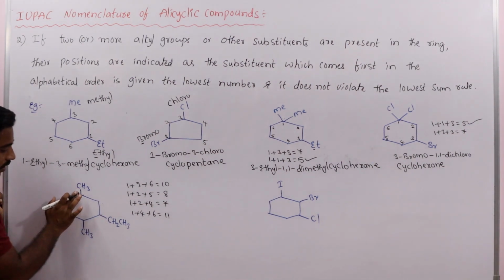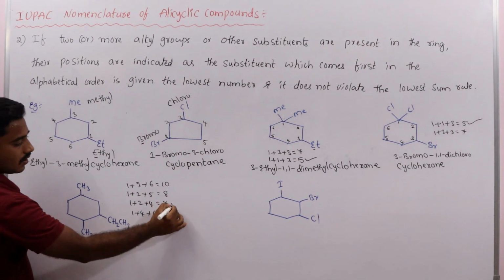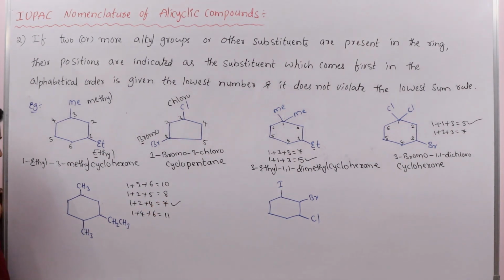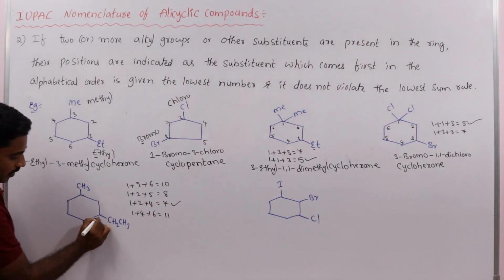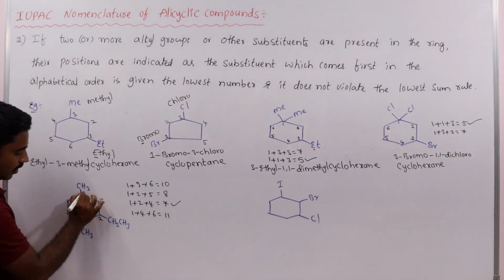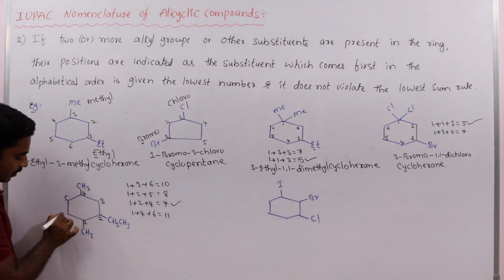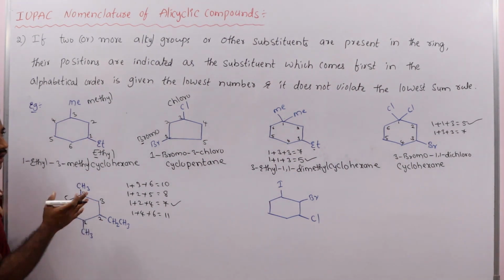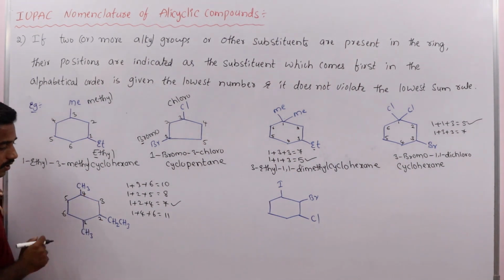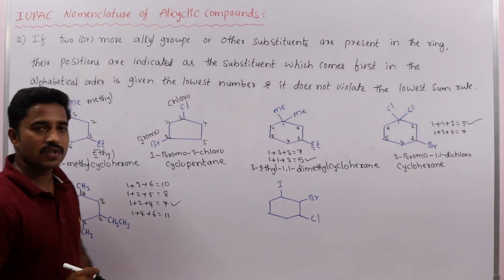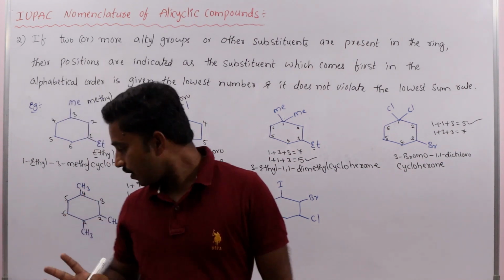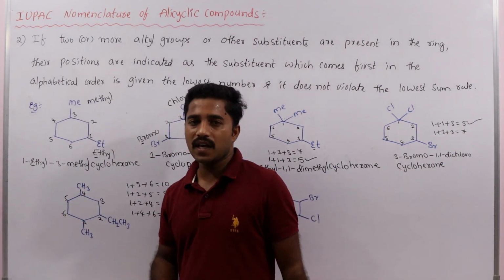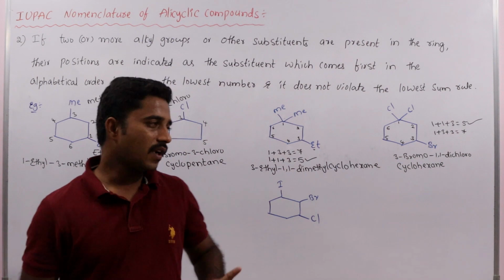So which rule do we have to follow here? The lowest sum rule. In which way are we getting the lowest? Like this: here 1, here 2, here 3, here 4, 5, 6. This is the correct way to give the numbering according to the lowest sum rule. Let us write the name. At the first position and fourth position two methyl substituents are there, and at the second position an ethyl substituent is there.